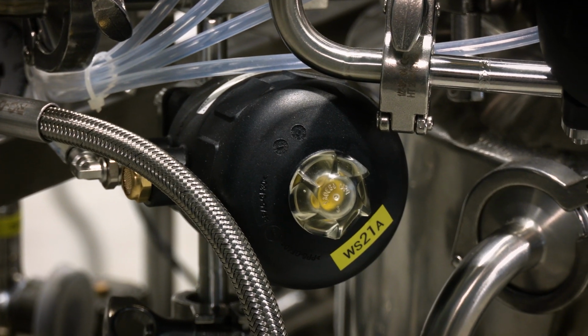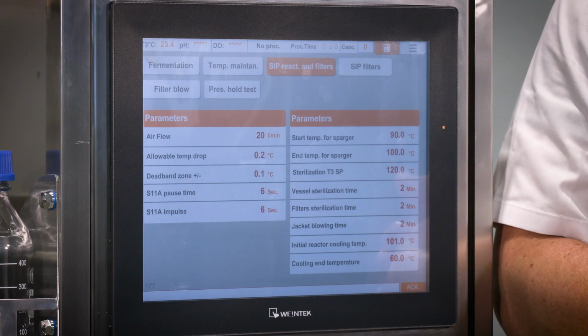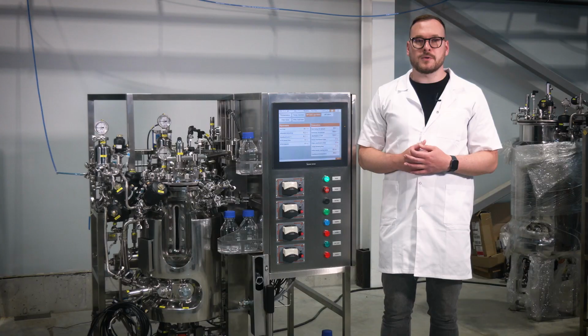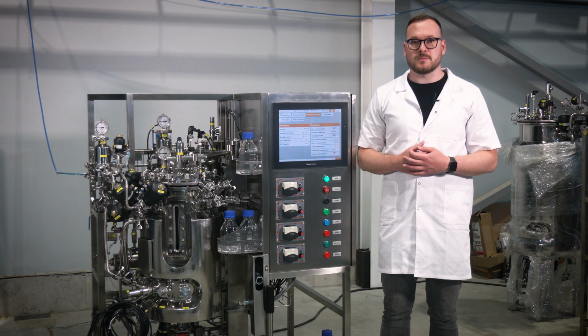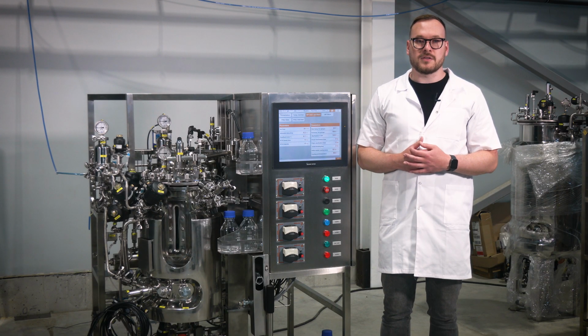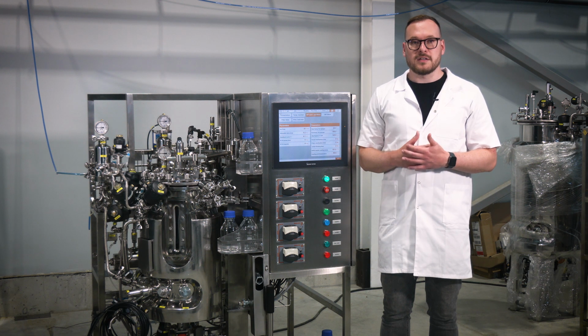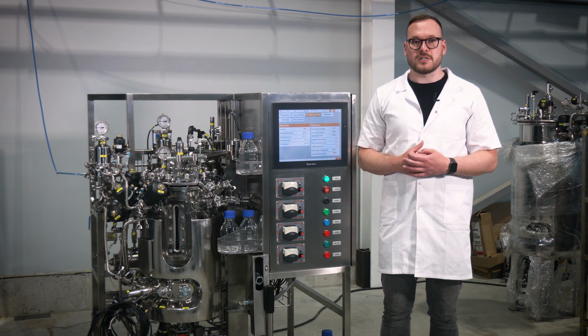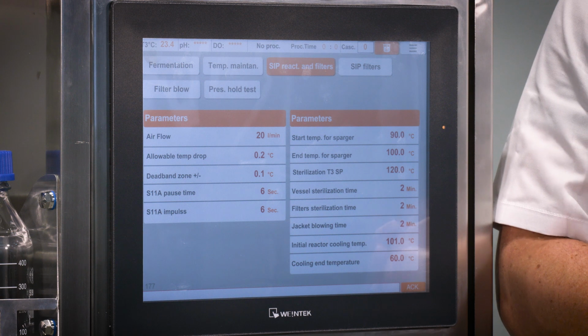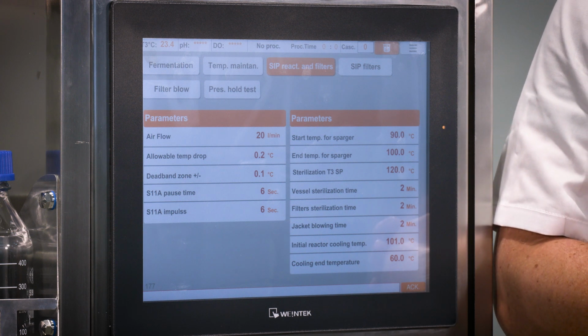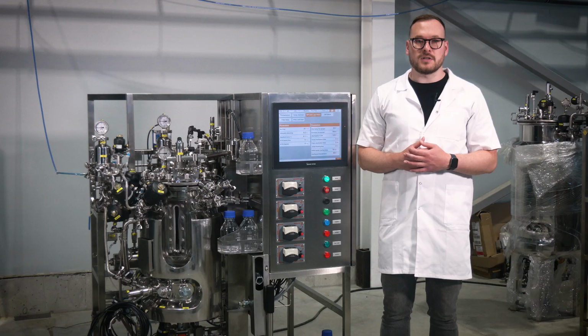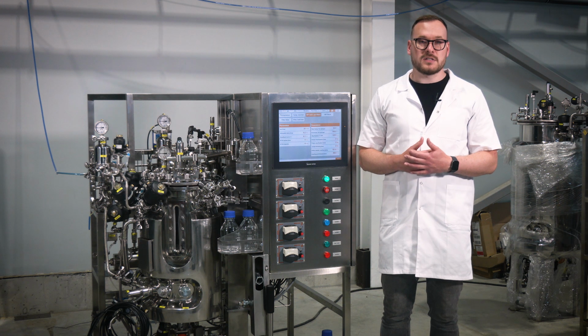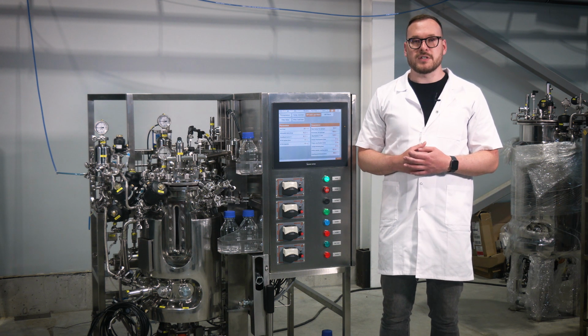Set the following parameters. Start temperature for the disparger. This is the temperature at which steam is supplied to the disparger. The end temperature for the disparger. This is the temperature at which the exhaust gas line closes and the steam supply to the disparger stops. The sterilization temperature. This is the temperature to which the inner volume of the vessel will be heated during sterilization.